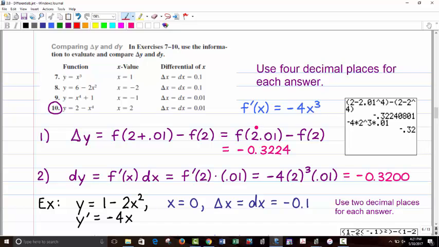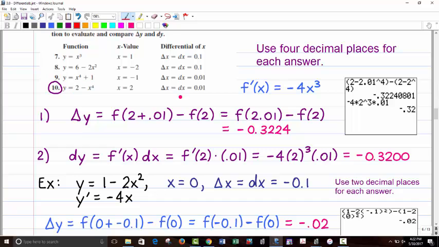So here, all I'm trying to find for the delta y is f of 2.01 minus f of 2. Based on the function y equals 2 minus x to the 4th, I typed it in manually up here. I got negative 0.3224 for that result. Now let's use the differential, which is designed to approximate this number, to get close to it. And let's see how close it gets.